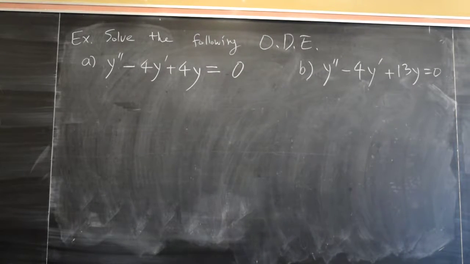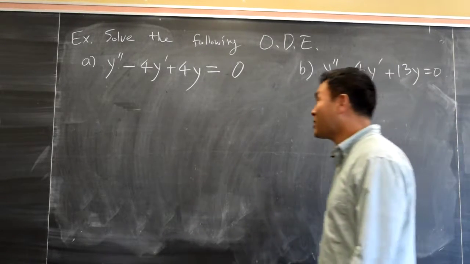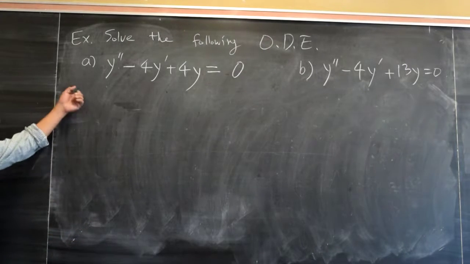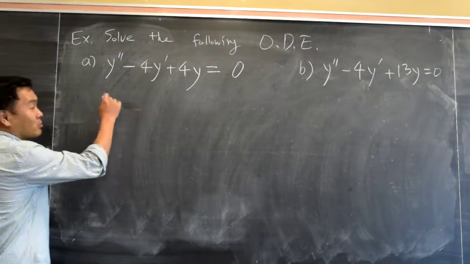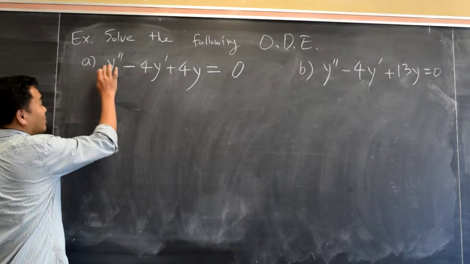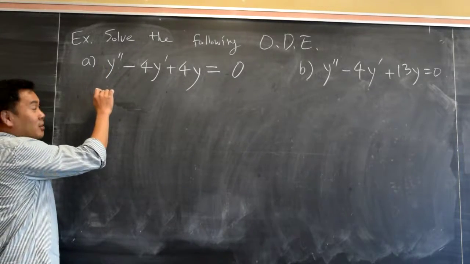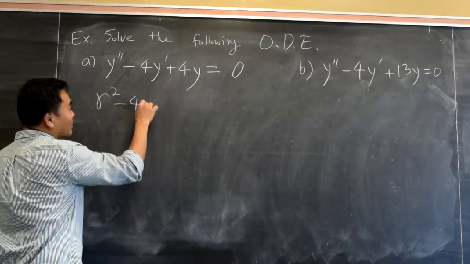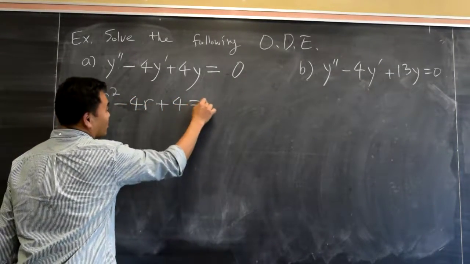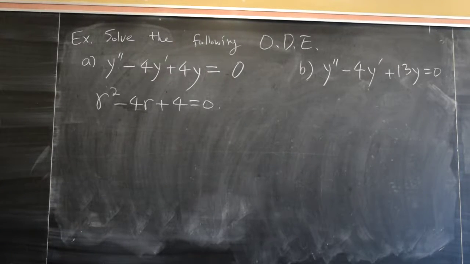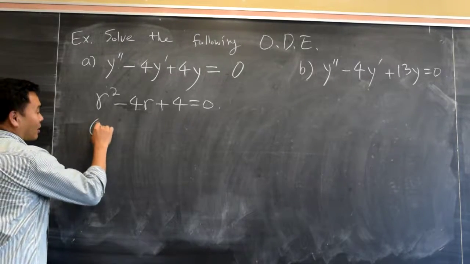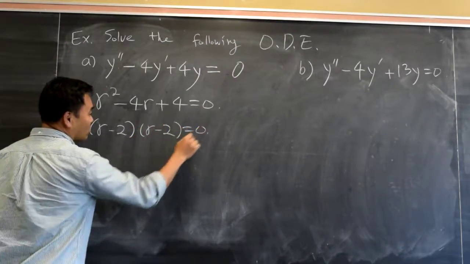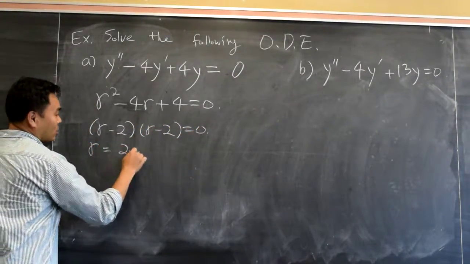Okay, so let's put our theory at work now. We first have to write down the characteristic equation for this first one. What's the characteristic equation? What do you get? For y double prime, you're going to end up with r squared minus 4r plus 4 equals 0. Okay? And I can factor this as r minus 2 times r minus 2 equal to 0. So the solutions are r equals 2 and r equals 2.